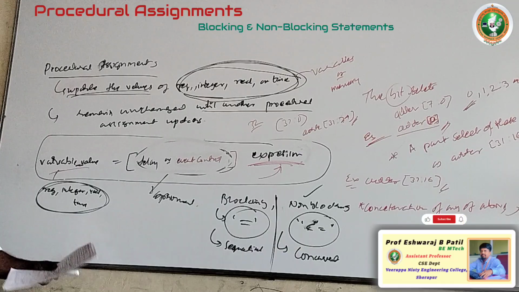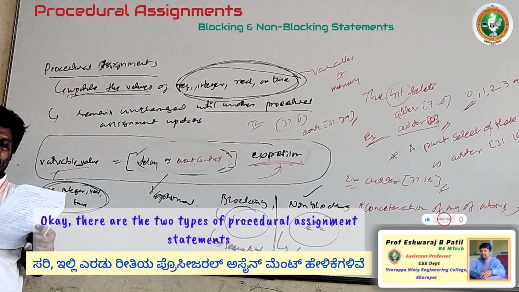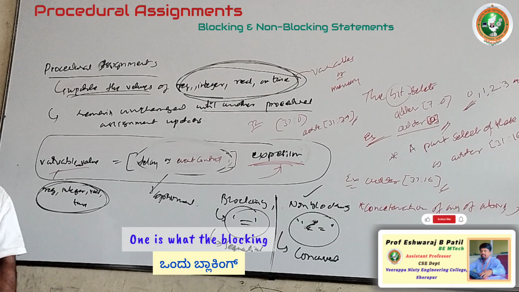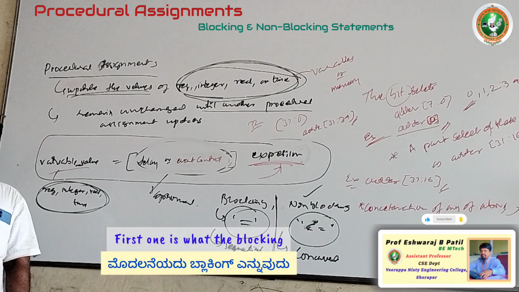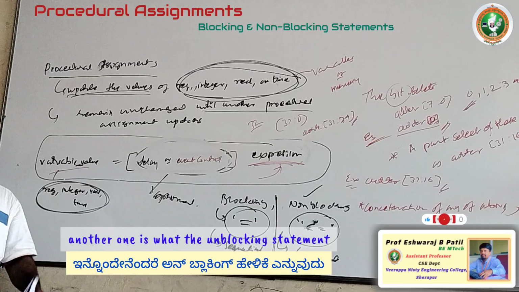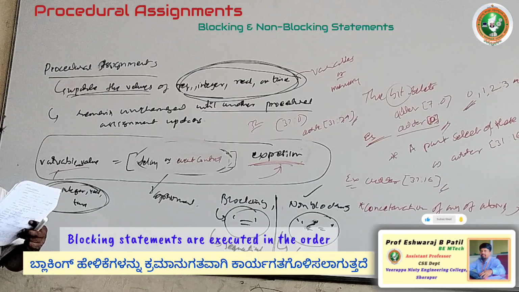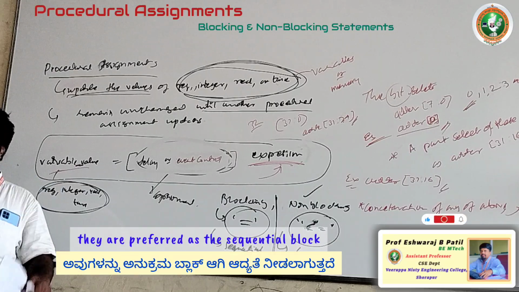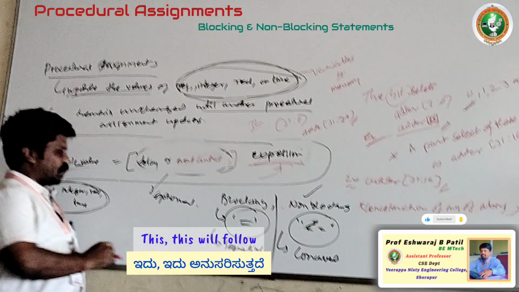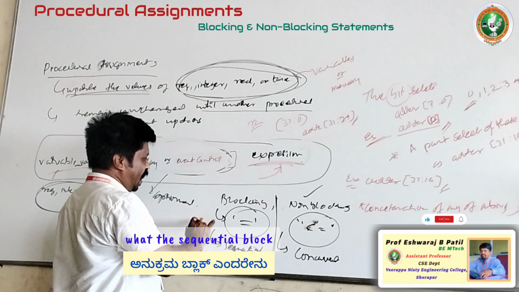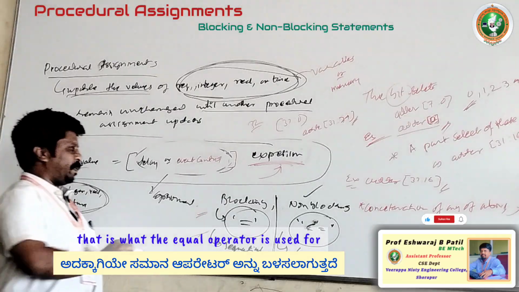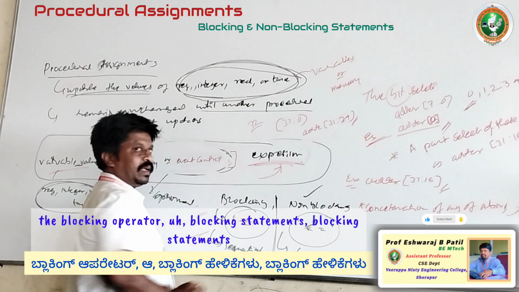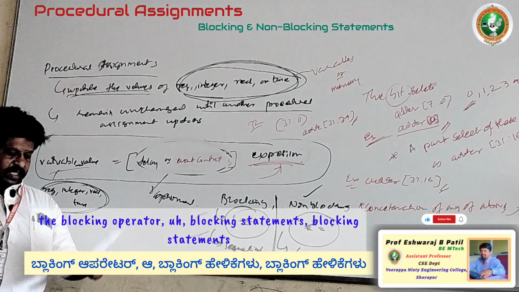There are two types of procedural assignment statements. One is blocking, another one is non-blocking. Blocking statements are executed in the order they are specified, as a sequential block. Also, the equal operator is used for blocking statements.